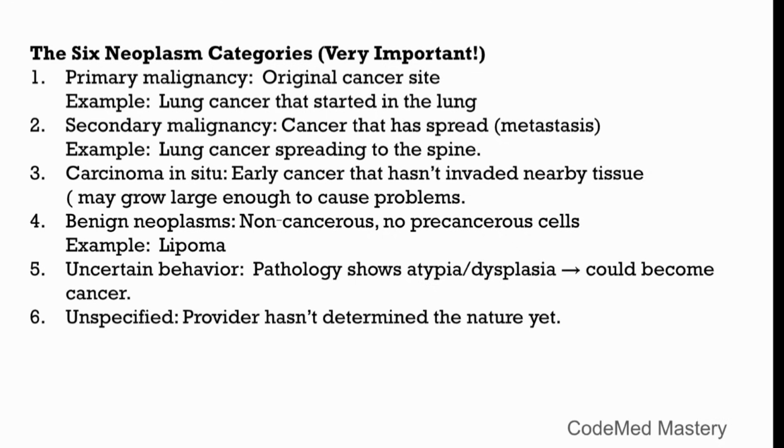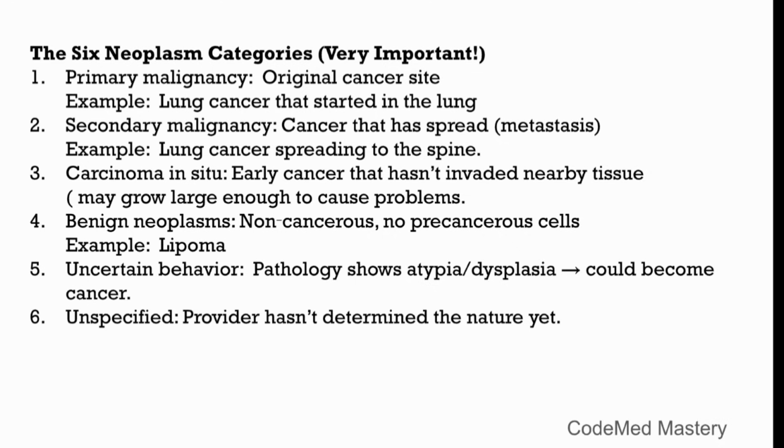First is primary malignancy, that is the original cancer site. For example, lung cancer that started in the lung. So it is the original cancer site. Next is secondary malignancy, cancer that has spread, that is metastasis. So we can say lung cancer spreading to the spine. So your lung is the primary site and spine is the secondary site. So there is metastasis from lungs to spine. The cancerous cells travel through the bloodstream, forming new tumors.